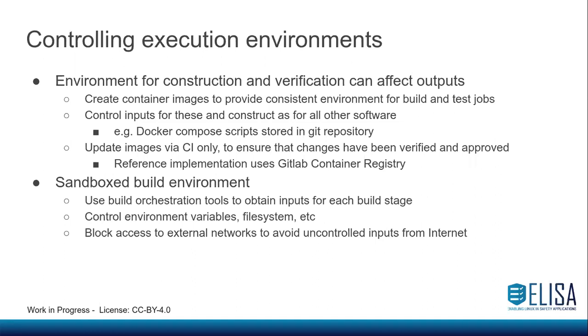And in order to achieve binary reproducibility, you actually need to put some additional controls in place for the build environment itself. When you're using a build orchestration tool, which is a tool that you use to actually gather the inputs that you need to perform a construction process, we were using BuildStream. You actually need to be able to control all of the factors that can input to that, which means the environment variables that are present in the file system, and also block access to external networks to avoid uncontrolled inputs from the internet.